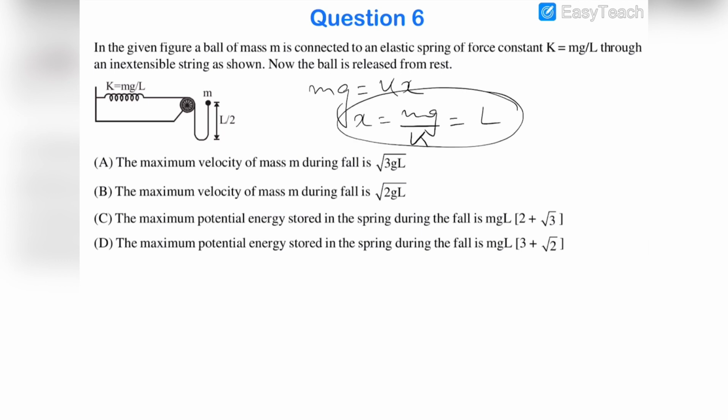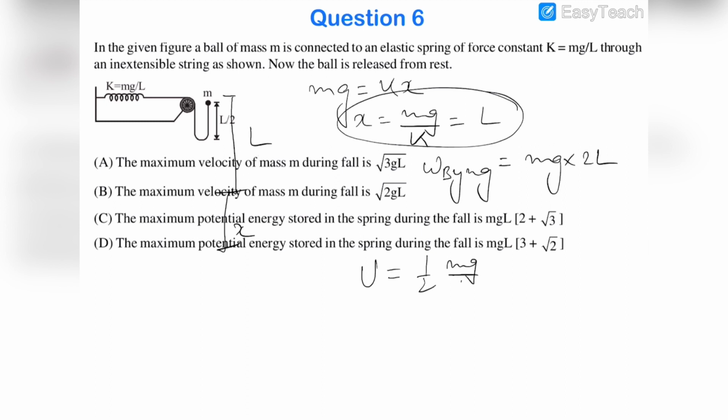So when the ball moves down by a distance x from this position, let us see that this is L and this is x. So the ball has descended by a distance of x, and then the velocity of the ball would be maximum. In this position, the work done by mg on the ball would be mg into 2L, because the ball has moved a total distance of 2L, and the energy stored in the spring would be half k, which is mg by L, into x square.